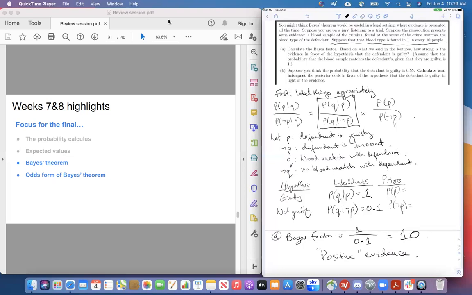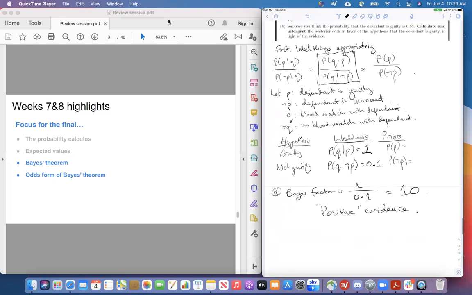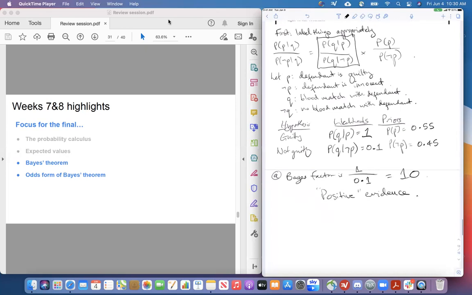Part B says, suppose you think the probability that the defendant is guilty is 0.55. That means your prior on P, because P stands for guilty, is 0.55. That means your prior on not P is 0.45. It's 1 minus your prior on P. That's how negations work. And so we can plug everything in and calculate the posterior odds.